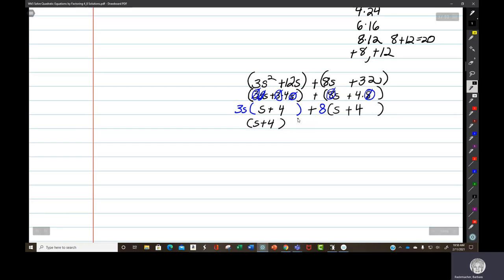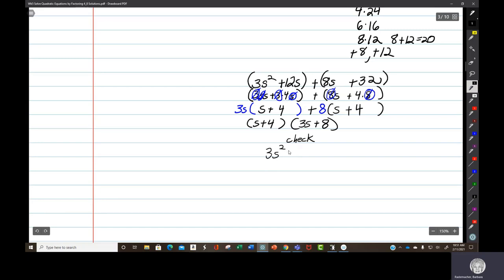And what's left over is 3s plus 8. And we can just do a real quick check if you want. Or you can wait till the end, or not do it at all. That's dangerous, though.